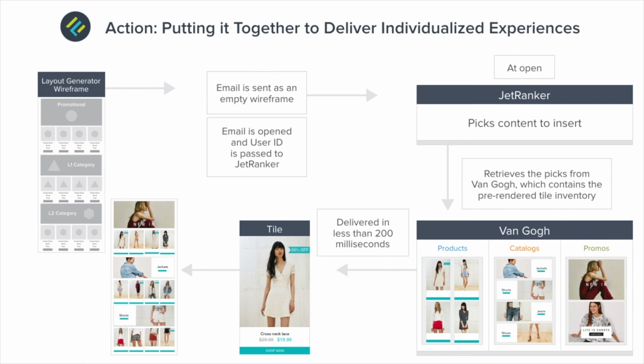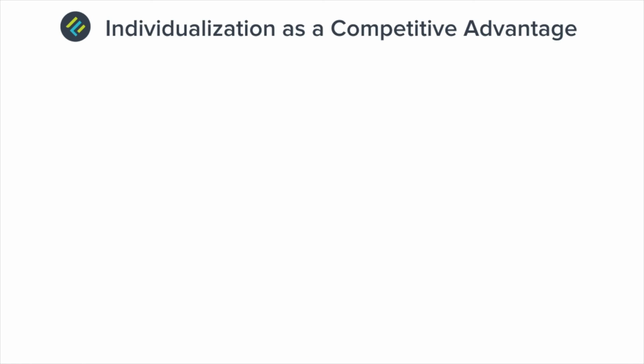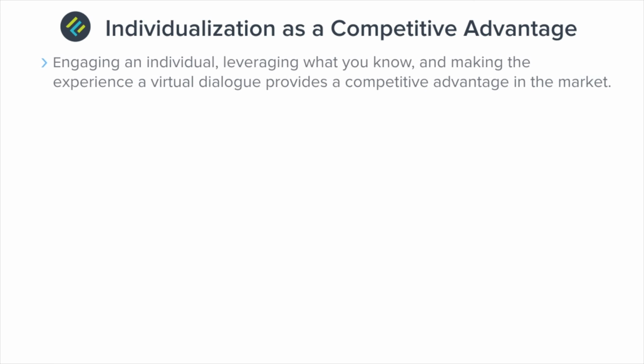This new capability allows you to deliver a different email for every individual out there and to be able to do it based on their lifetime profile. When you take a look at this, it offers a competitive advantage in the marketplace because it allows you to engage an individual, leveraging what you know, and making the experience a conversational dialogue. Dialogue commerce engages customers and keeps them coming back for more and contributing, and this can ignite a virtuous circle.